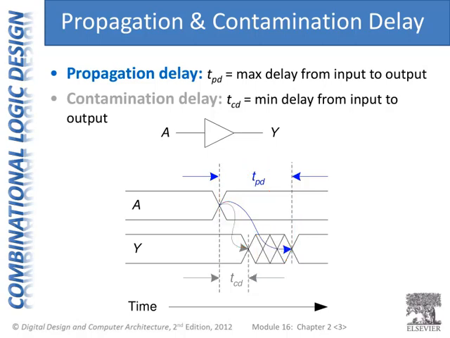We call contamination delay contamination because the output at this point is contaminated. It's no longer a clean signal of either 1 or 0. It's now changing and transitioning. And so we say the signal has been contaminated at that point. So the contamination delay is the earliest point at which it could start changing, and propagation delay is the maximum delay, or the point at which the output stops changing. It settles to either 1 or 0.